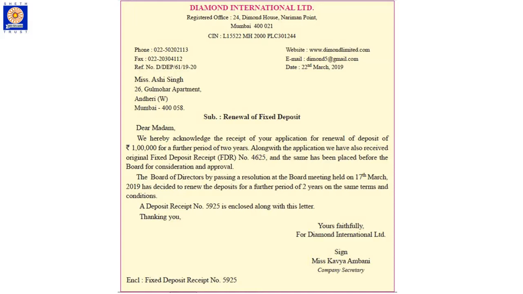Then we again have a date, that is 22nd March 2019, on which the secretary is writing the letter. And the name of the depositor is Miss Ashi Singh, and the address is for Andheri West. And now let's start with the content. Here the secretary is updating about the renewal of fixed deposit.